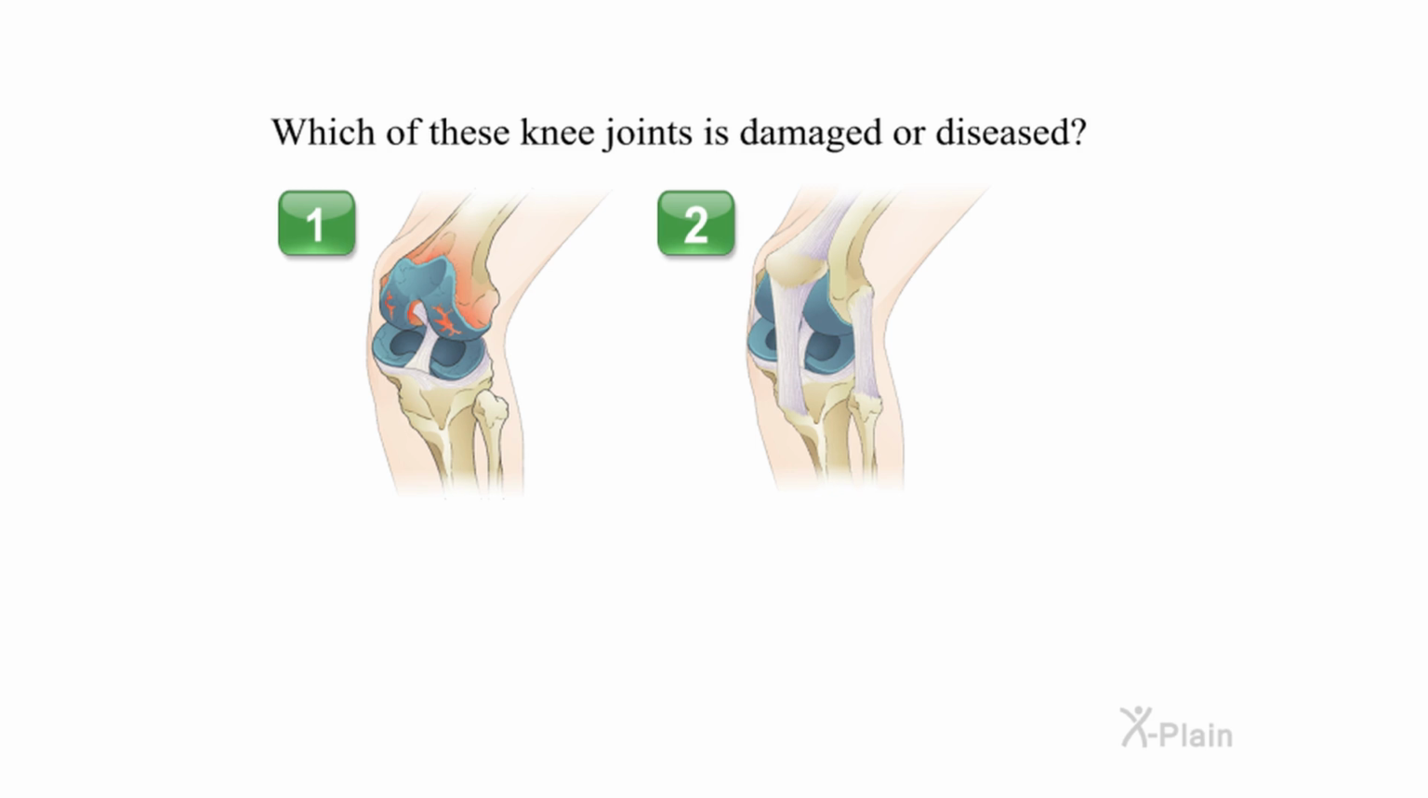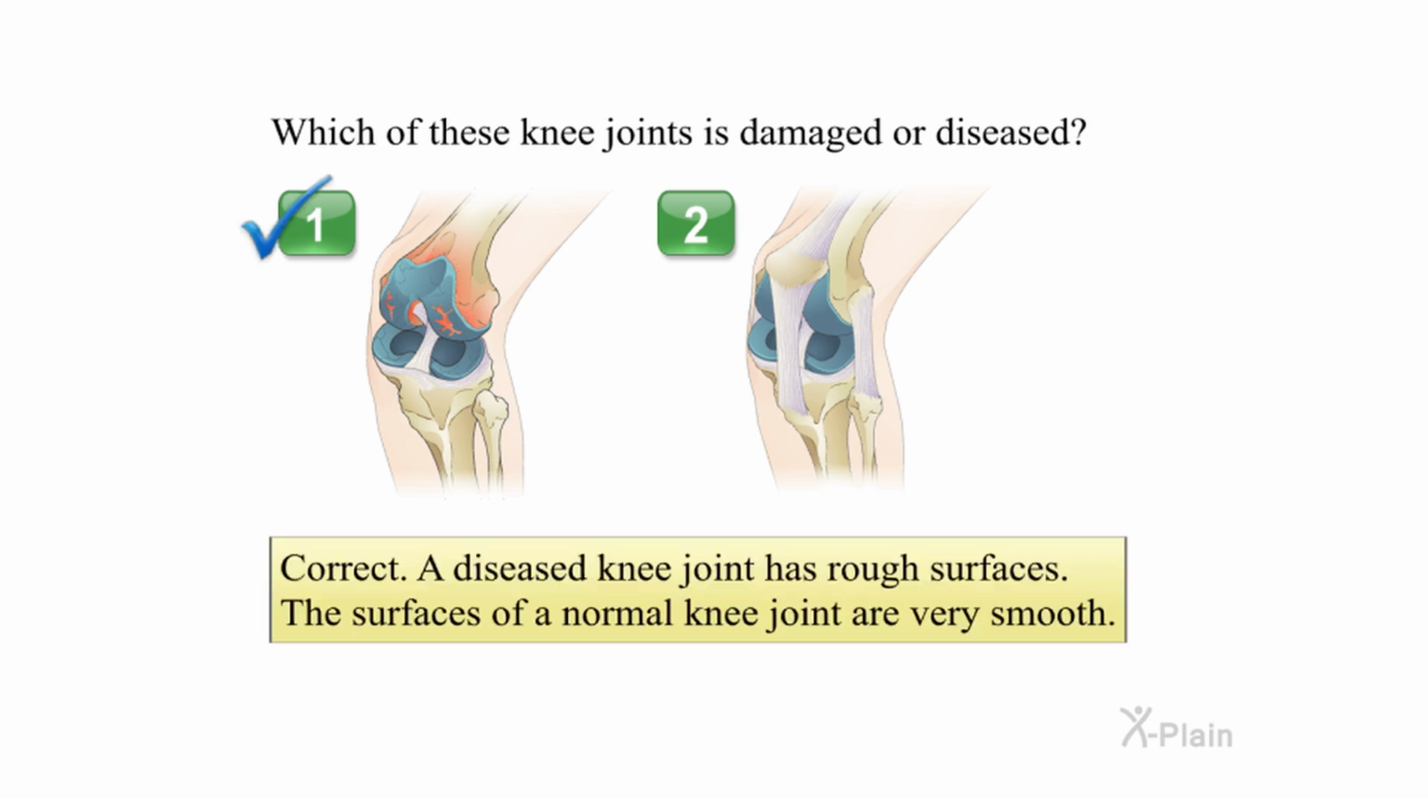Which of these knee joints is damaged or diseased? Choose one of the following options. Correct. A diseased knee joint has rough surfaces. The surfaces of a normal knee joint are very smooth.